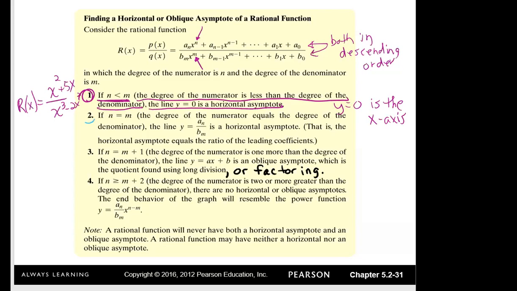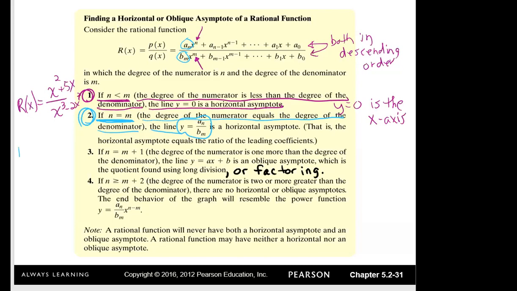Now, number 2, if n equals m, if the degree of the numerator equals the degree of the denominator, then the line y equals a sub n over b sub m. Basically, you're taking the coefficients on your x's, and that is the line where you'll have a horizontal asymptote.